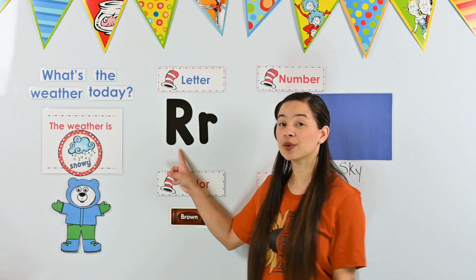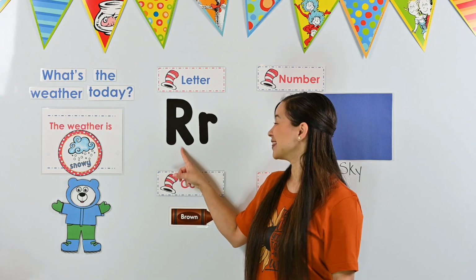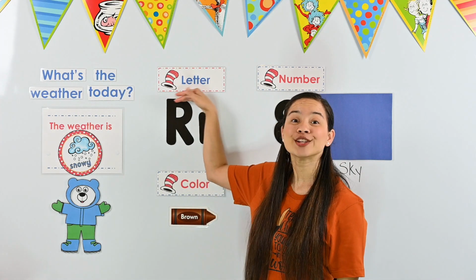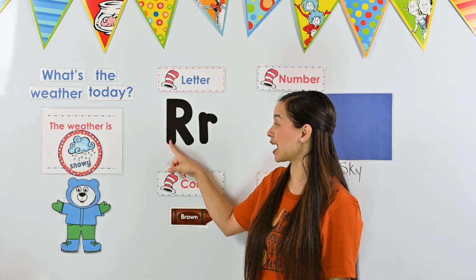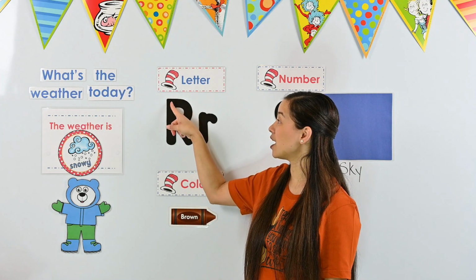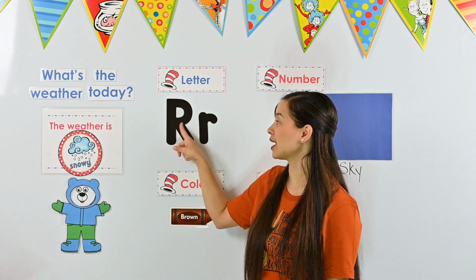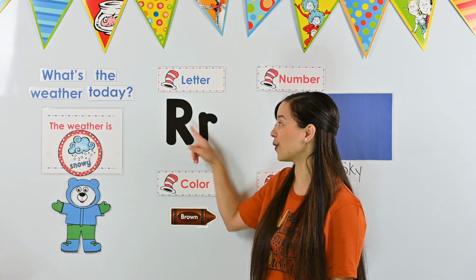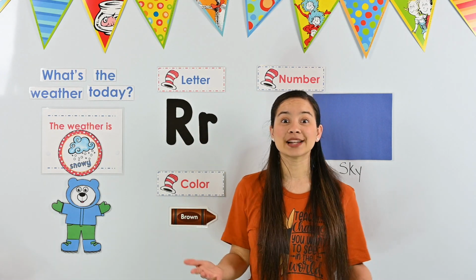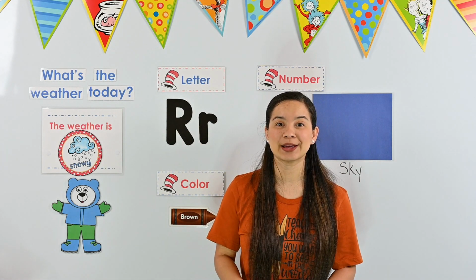We'll start with the uppercase R. The uppercase R is a tall letter. It has a straight line going down. Then at the top, there's a curve to the right, and then a little line at a diagonal going down. That's what an uppercase R looks like.